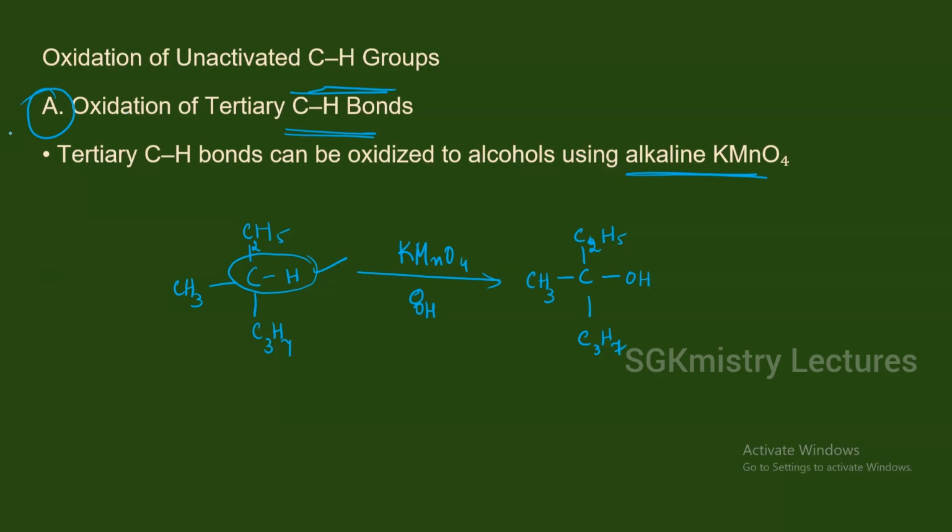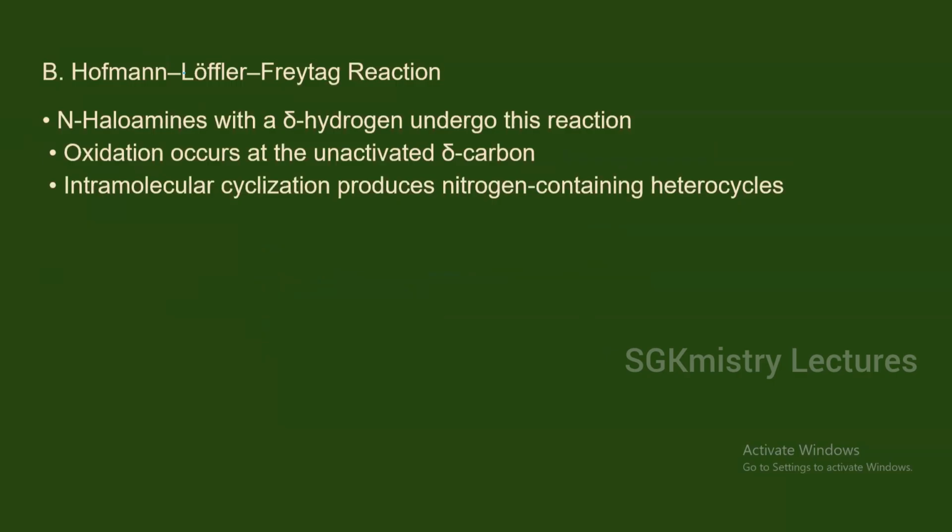Under that, we are talking about how the tertiary CH bonds can be activated. Next, we have one more important name reaction, the Hofmann-Loeffler-Freytag reaction. In this case, the N-haloamines should have a hydrogen on the delta carbon. One more thing you have to remember: they should have a delta hydrogen, in other words, a hydrogen atom on the delta carbon. Only such N-haloamines give this particular reaction. Here, the oxidation takes place at the unactivated delta carbon, which has the hydrogen.